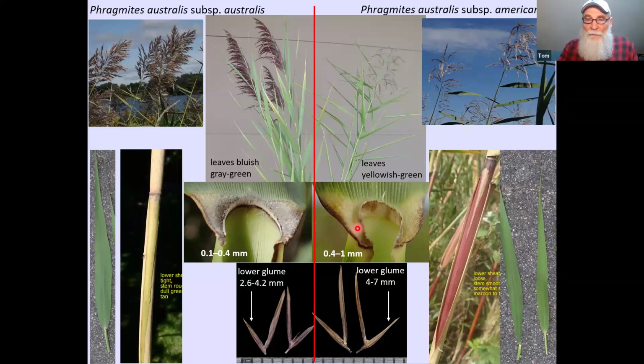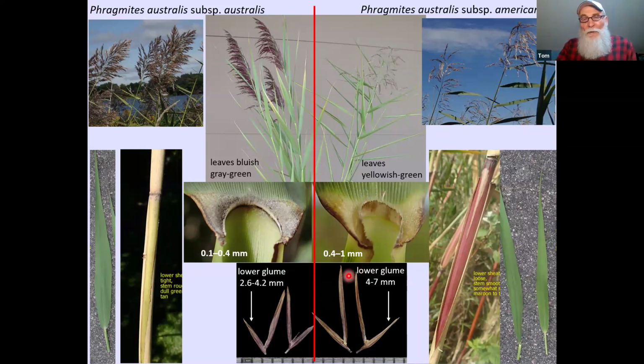The native species is 0.4 to 1. So that's substantially different and distinguishable from the non-native one. 0.4 would overlap, of course, but generally you're probably going to be more than that. And this one, again, doesn't have quite the amount of little hairs that come off the top of it.